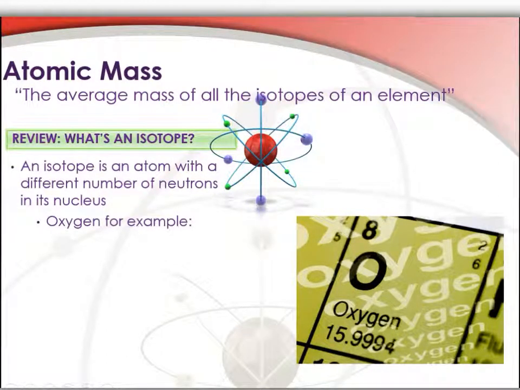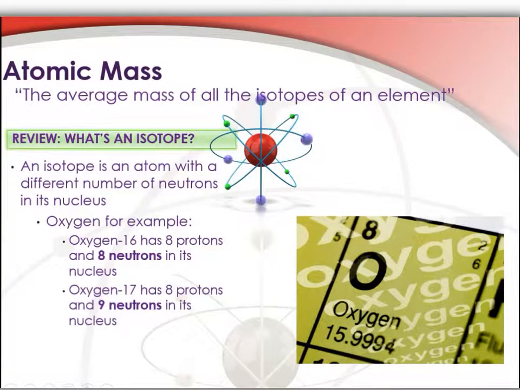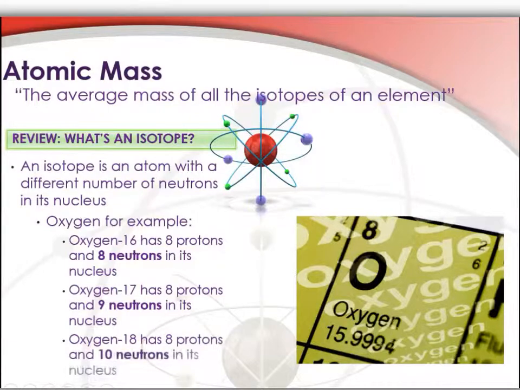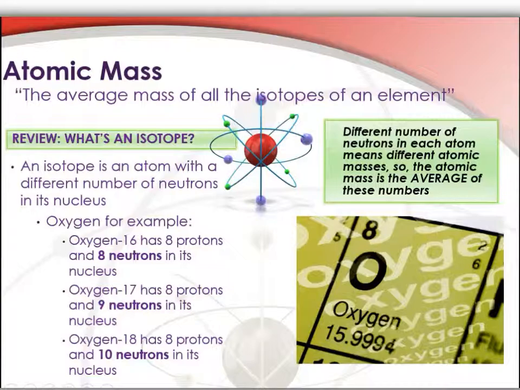Let's take oxygen, for example. Oxygen-16 has 8 protons and 8 neutrons in its nucleus. Oxygen-17 has 8 protons and 9 neutrons in its nucleus. Oxygen-18 has 8 protons and 10 neutrons in its nucleus. When you have different numbers of neutrons in each atom, you have different atomic masses. So, the atomic mass is the average of these numbers.